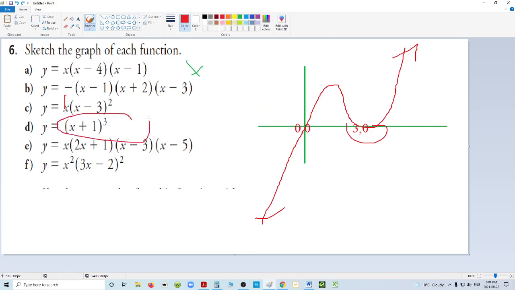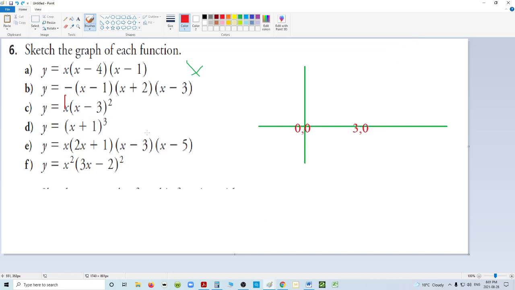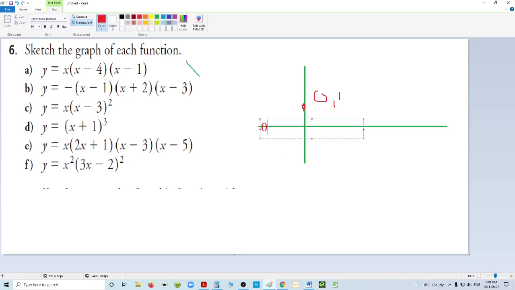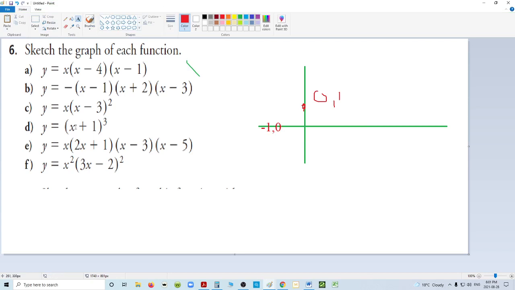What about this one? Well, this is going to be a slip and slide through minus 1 comma 0. And when x is 0, it's going to be 1. So it's going to go through 0 comma 1. So its points here are 0 comma 1. And it also only crosses the x-axis once at minus 1 comma 0. And it's going to do a weird slip and slide. Notice it has a positive coefficient. It is a degree 3.